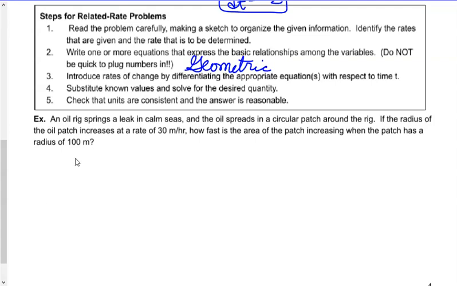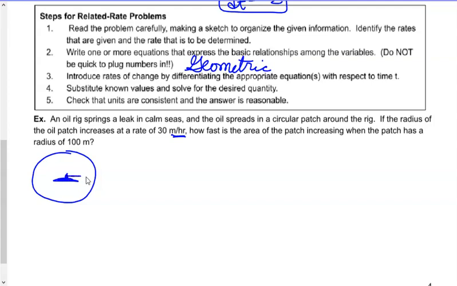So let's turn back to that first example that we talked about with the oil rig, and let's do some problems with that. It says that an oil rig springs a leak in calm seas, and the oil spreads in a circular patch around the rig. If the radius of the patch increases at a rate of 30 meters per hour, there's a rate right there. How fast is the area of the patch increasing when the patch has a radius of 100? So, I guess you could draw a picture. Let this be our oil rig, and then here's a circular piece around that, signifying the oil.